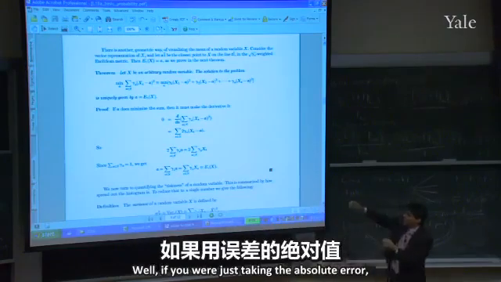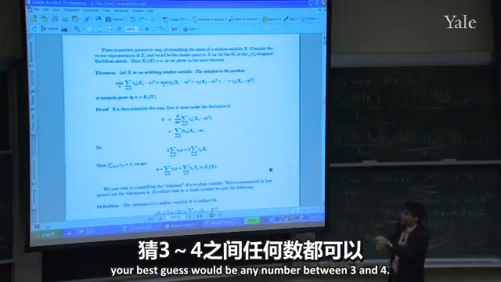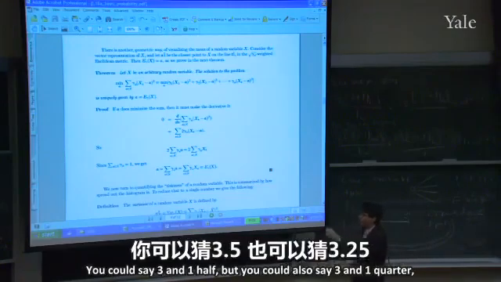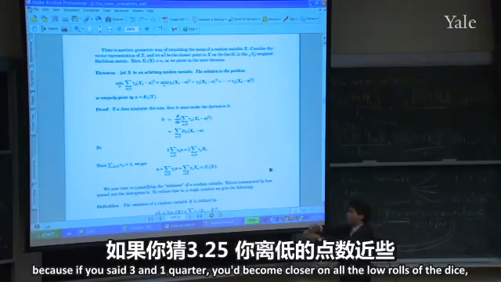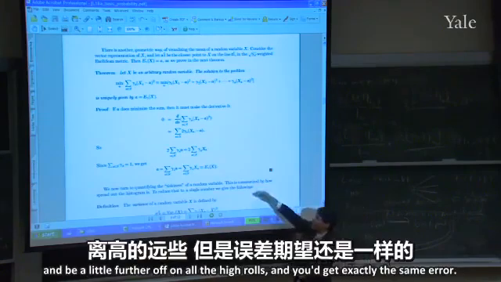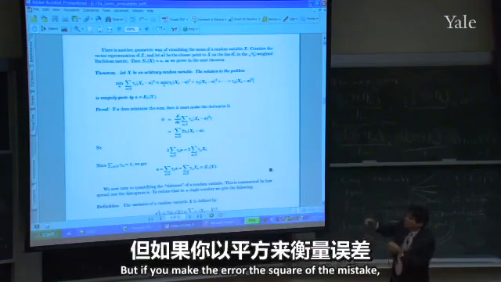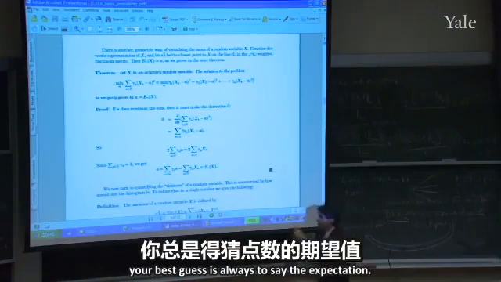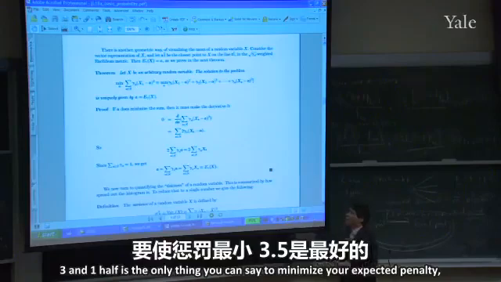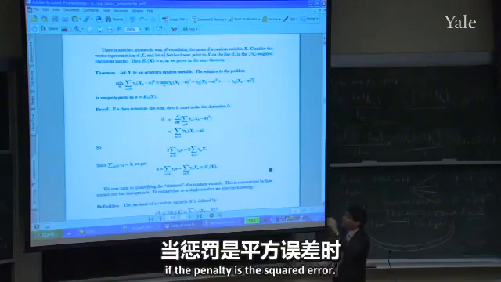Well, if you're just taking the absolute error, your best guess would be any number between 3 and 4. You could say 3.5, but you could also say 3.25, because if you said 3.25, you'd become closer on all the low rolls of the dice and be a little further off on all the high rolls, and you'd get exactly the same error. So you could say any number between 3 and 4. But if you make the error the square of the mistake, your best guess is always to say the expectation. 3.5 is the only thing you can say to minimize your expected penalty if the penalty is the squared error.